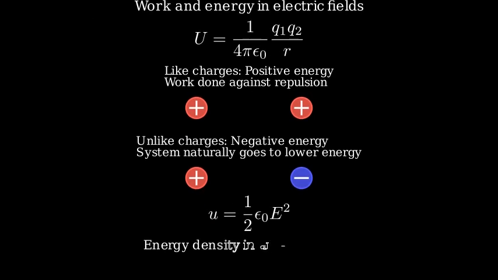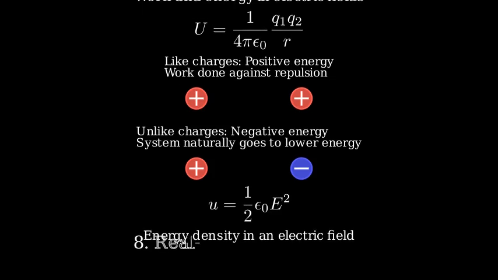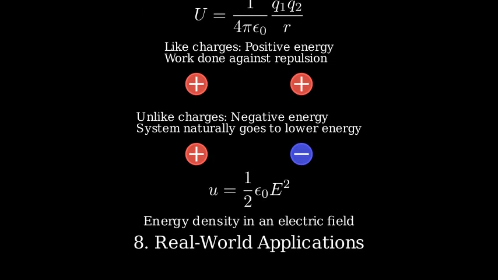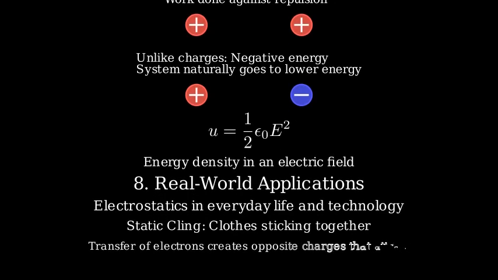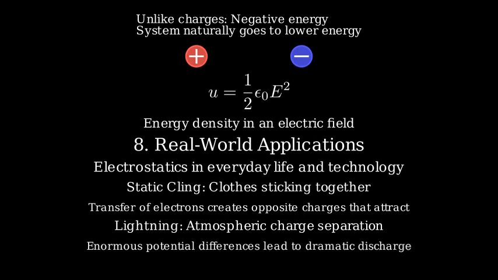We can also express energy in terms of the electric field itself. The energy density in an electric field is proportional to the square of the field strength. Electrostatics has numerous real-world applications. Static cling is an everyday example where clothes stick together due to the transfer of electrons creating opposite charges that attract. Lightning is a spectacular, natural demonstration of electrostatics.